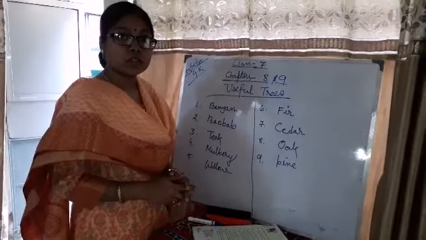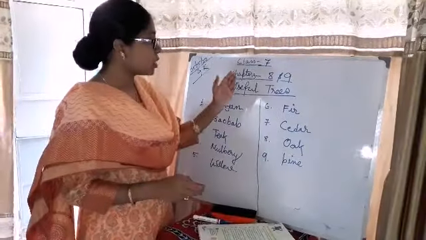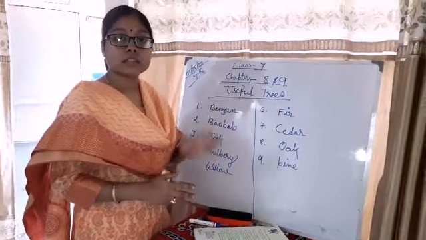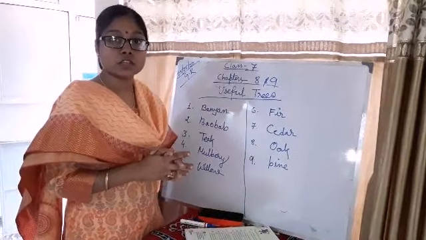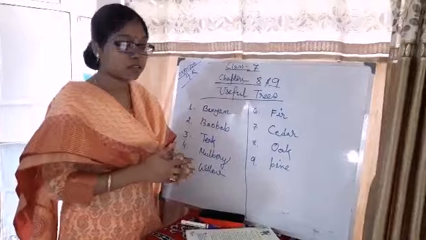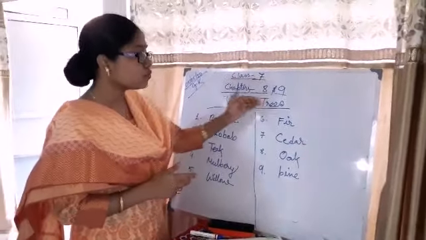Good evening, students. Let us start chapters 8 and 9, as both the chapters are quite related with each other. Okay, related with trees and plants. So chapter 8 deals with useful trees.